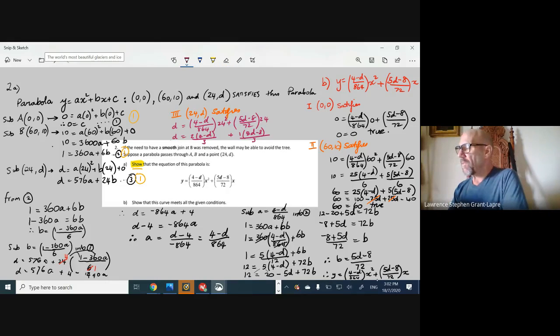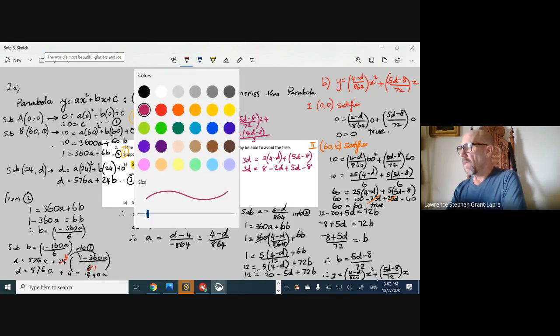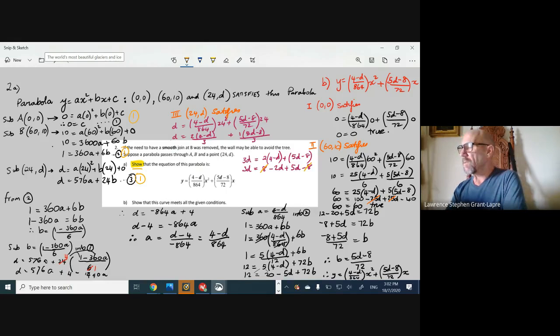Now, if I times everything by 3, I get 3D equals 2 times 4 minus D plus 5D minus 8, because the over 3 is cancelled because everything's times by 3. So 3D equals 8 minus 2D plus 5D minus 8. 8 minus 8 cancel. Therefore, 3D equals 3D. True. All right. So that's it.